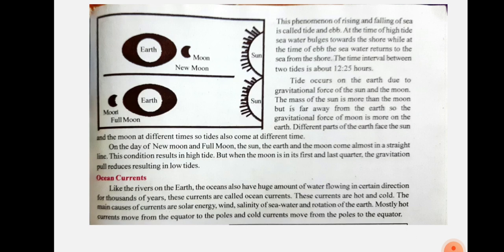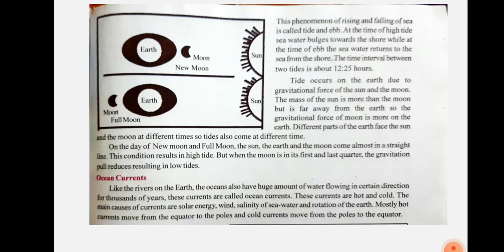On the day of new moon and full moon, the sun, the earth and the moon come almost in a straight line. This condition results in high tide. But when the moon is in its first and last quarter, the gravitational pull results in low tides. Now, what happens on the day of new moon and full moon? Earth, sun, and moon, they are in a straight line. This results in high tide. But when the moon is in its first and last quarter, the gravitational pull reduces and it results in low tides.